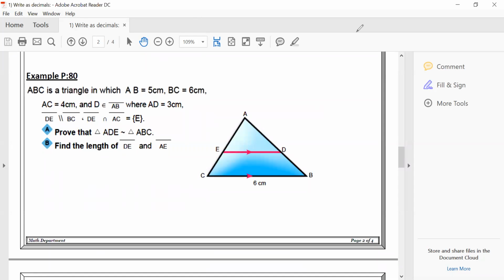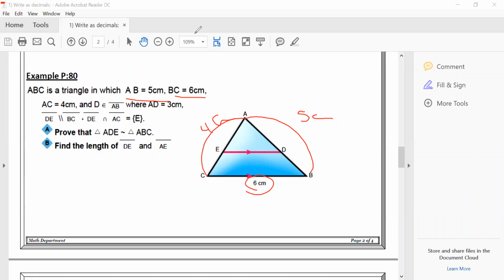ABC is a triangle in which AB equals 5 centimeters. This is one of the givens. BC is 6, AC is 4. Let's write AB 5, BC 6, AC 4. You have the three sides of the first triangle.